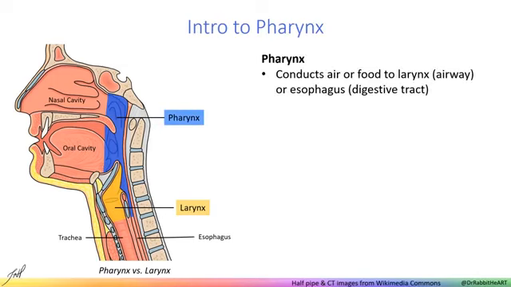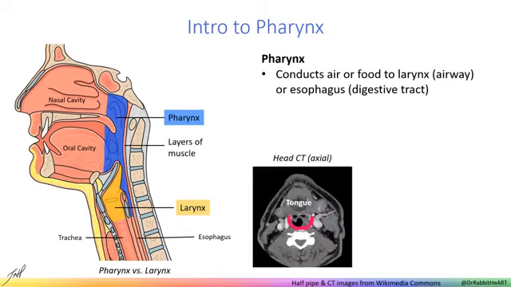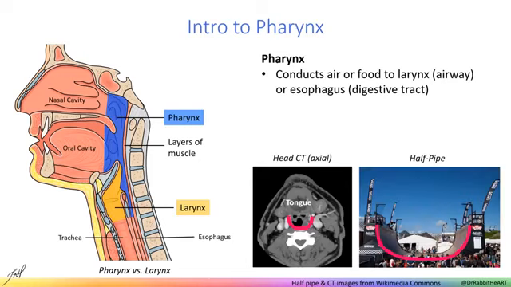The pharynx functions to conduct food, liquids, and air from the nasal or oral cavities to the digestive or respiratory tract. It is open anteriorly to the nasal cavity, oral cavity, and larynx, but closed posteriorly by layers of muscle. Therefore, the pharynx is shaped somewhat like a half pipe.